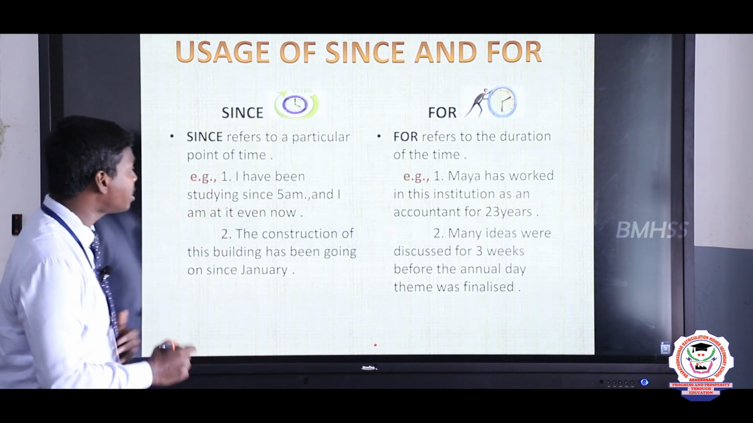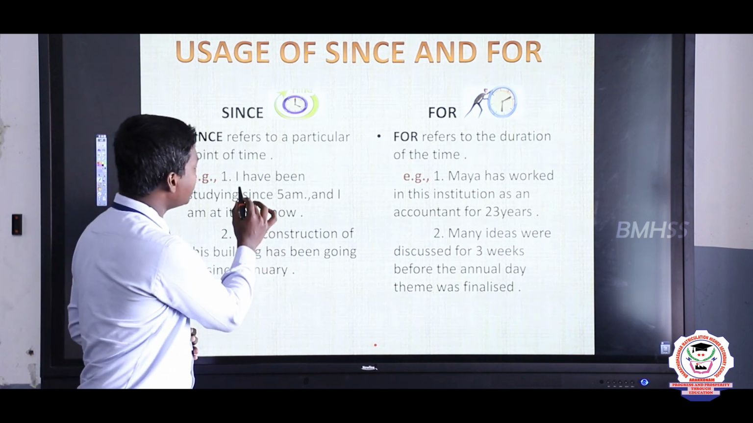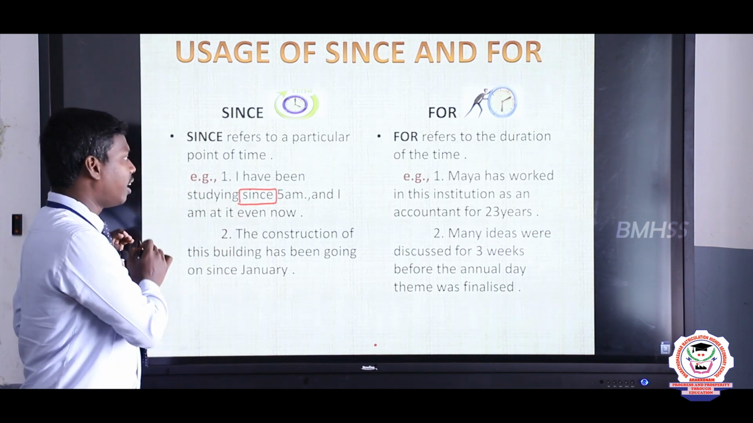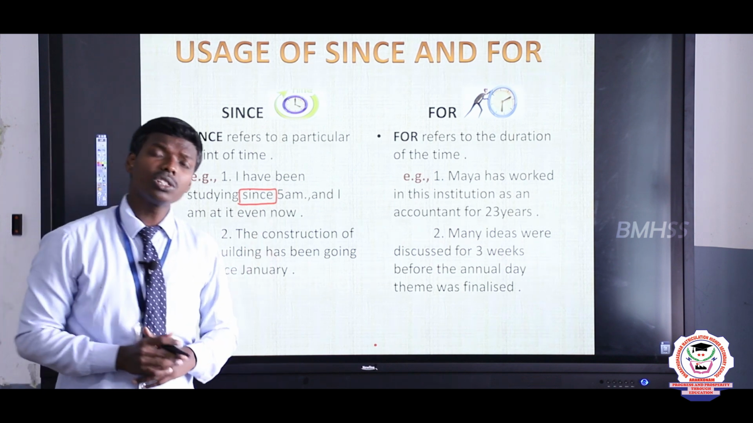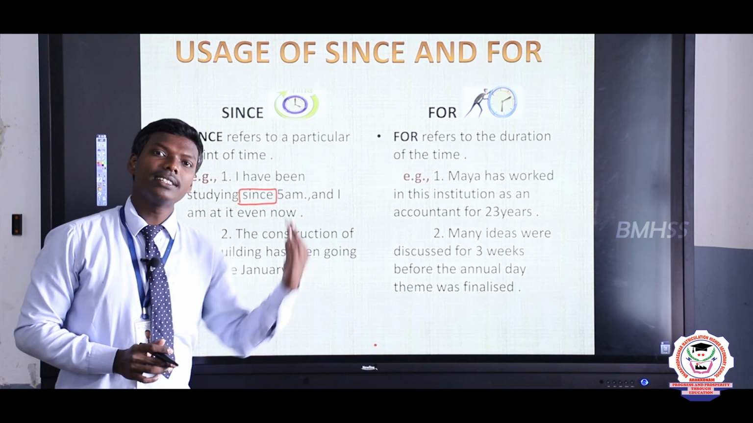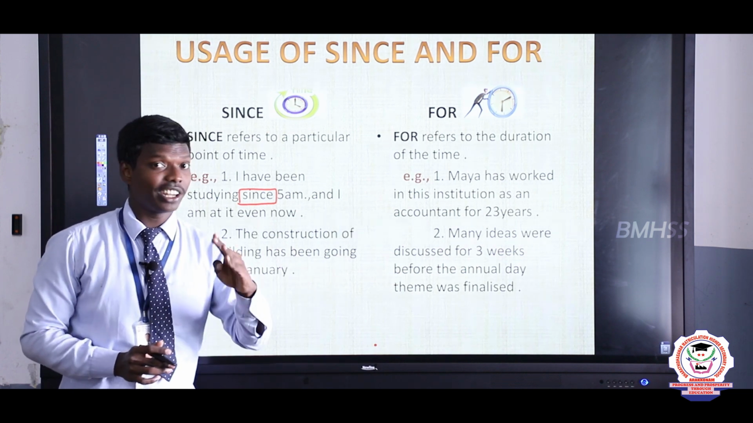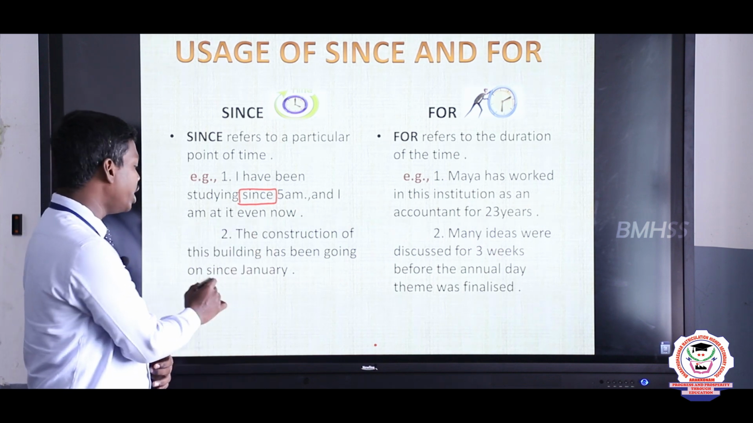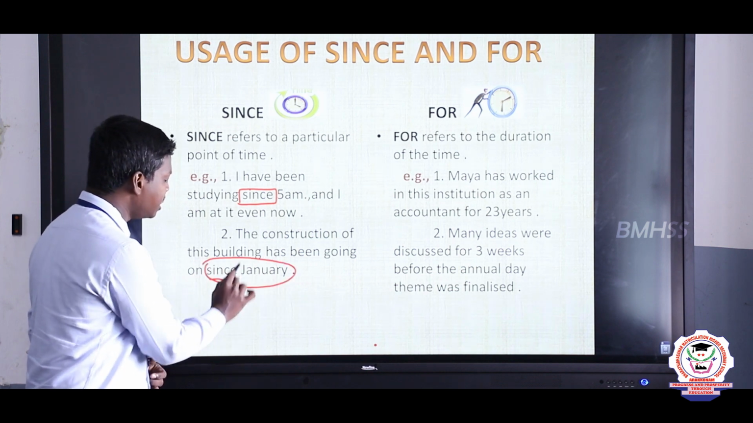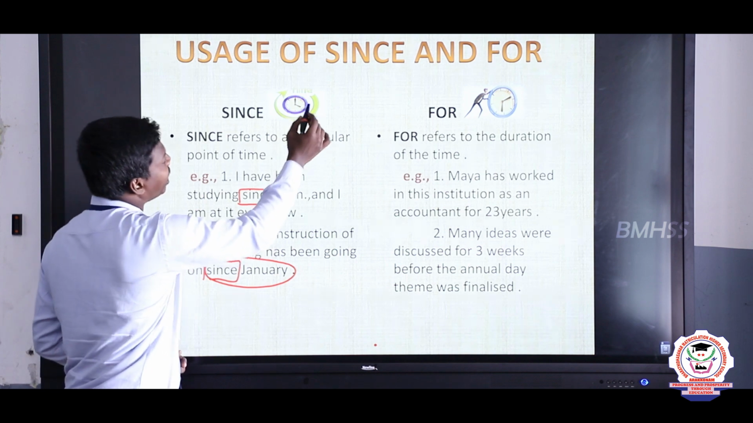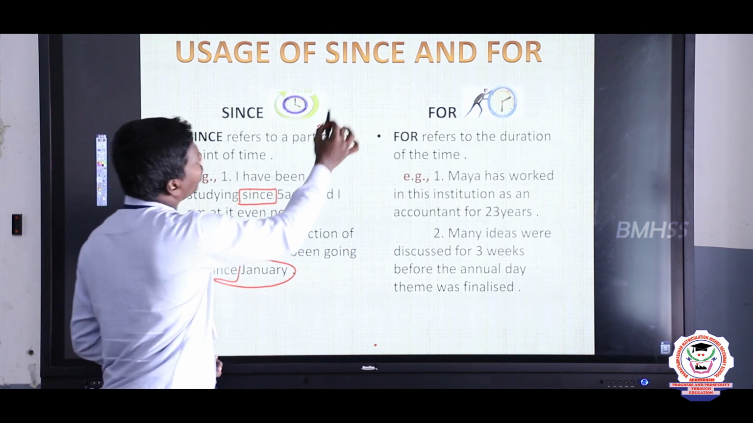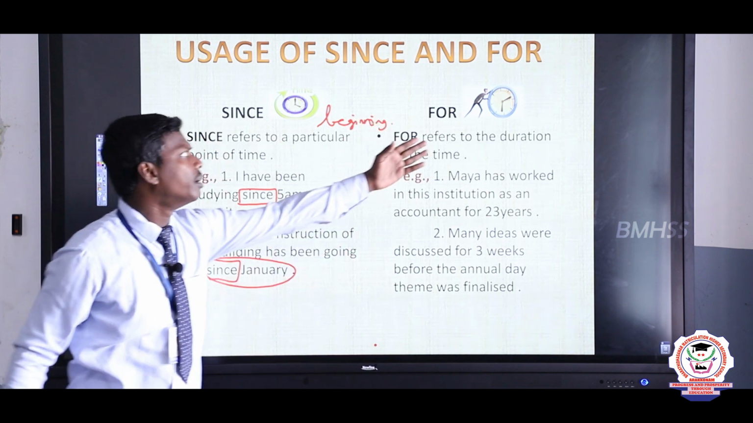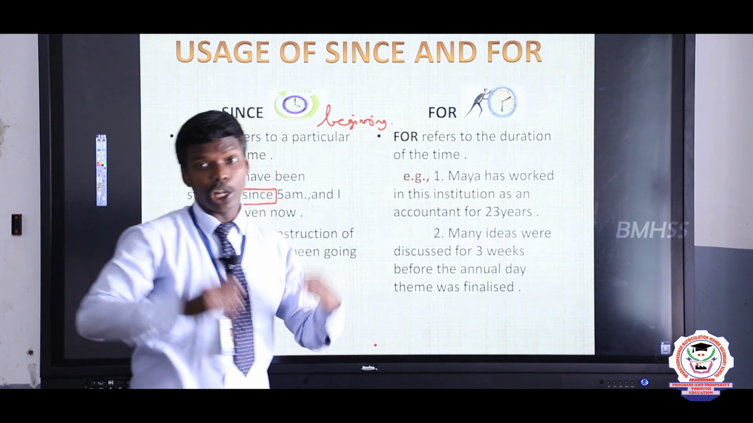For example, I have been studying since 5 a.m. Here since is the preposition. Since refers to the beginning of time. So from 5 o'clock onwards, I have been studying. So it is a long process. Most of the time we use since and for with tenses like present perfect tense and present perfect continuous tense, and I am at it even now. The construction of this building has been going on since January. Since refers to the beginning of time. For example, this is the beginning of time we have got. Beginning, spelling: B-E-G-I-N-N-I-N-G.